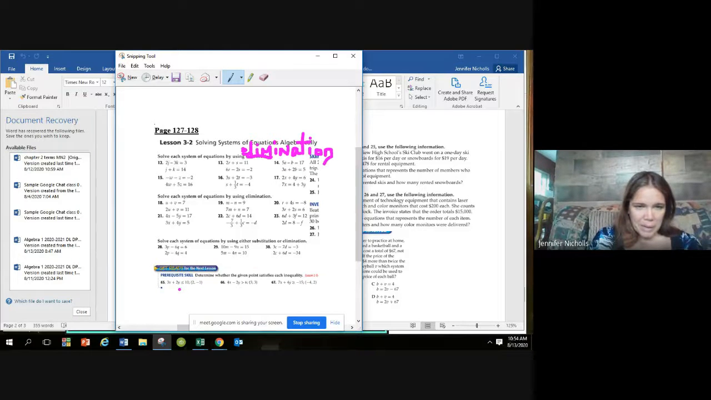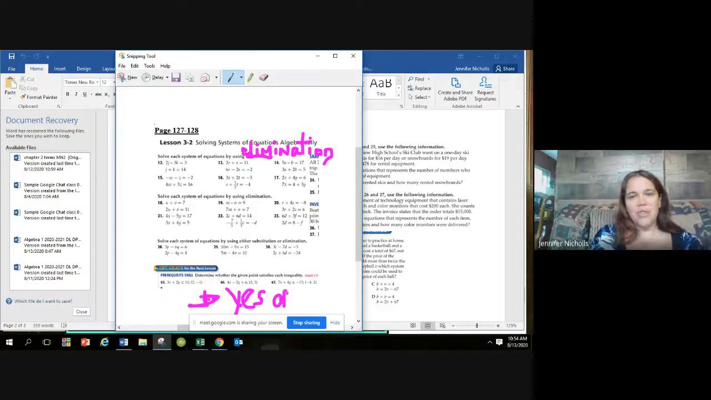Okay, and then at the bottom here, do you see where it says determine whether the point satisfies the inequality? It's just going to be true or false, or yes or no. I guess it's not really true or false. It's yes or no. So you're going to substitute it in and just put yes or no. It's to get you ready for the test point.